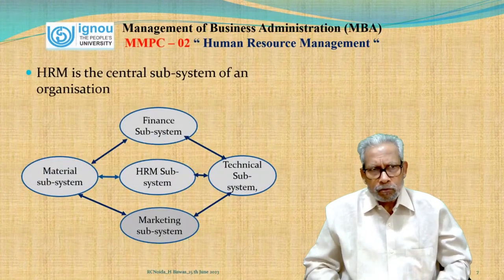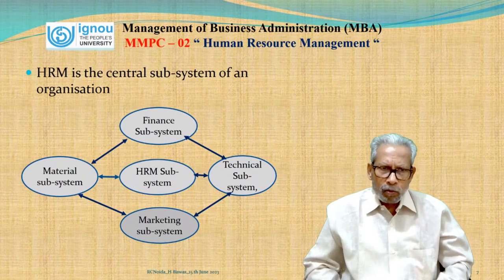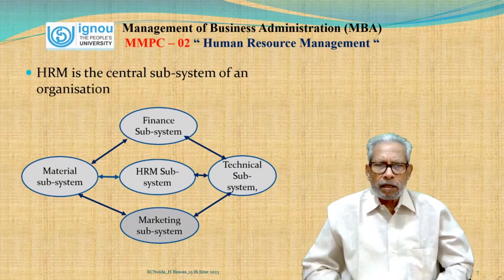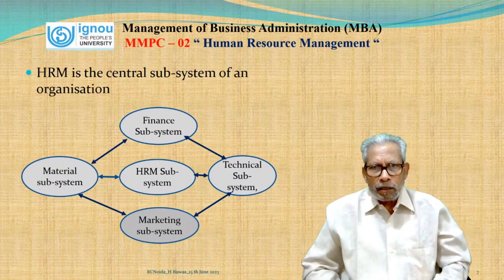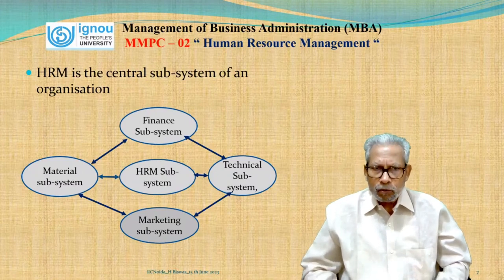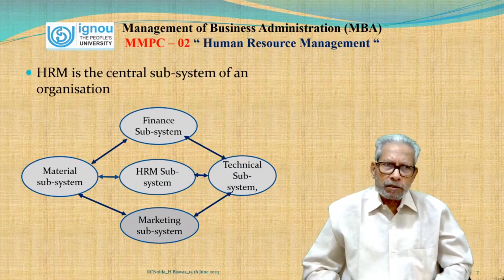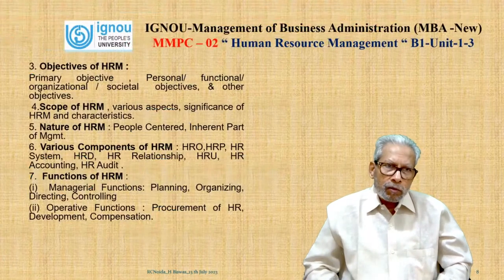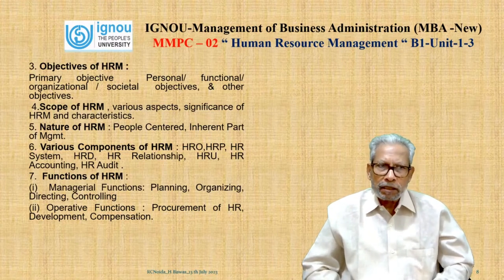Another way we can also understand the systems. These are some of the subsystems. HRM is one of the systems, and within this it is interconnected with finance, technical, marketing, and materials. Because everywhere manpower and human resources are there, it should be managed in an integrated way. So objectives, as we have seen in the slides, are the primary objectives: personal, functional, societal objectives and others.